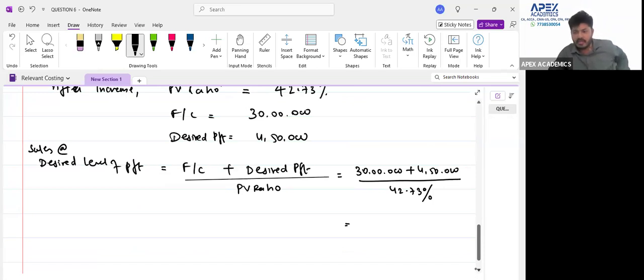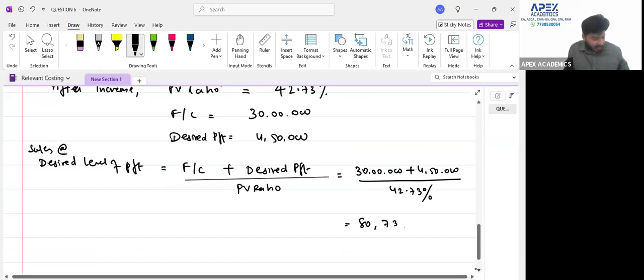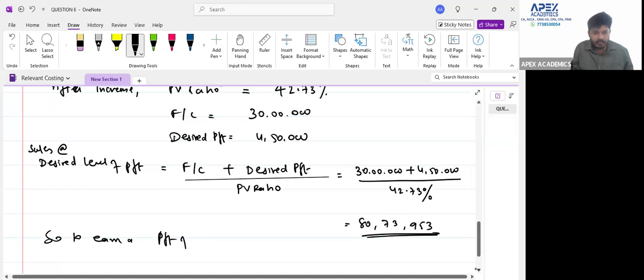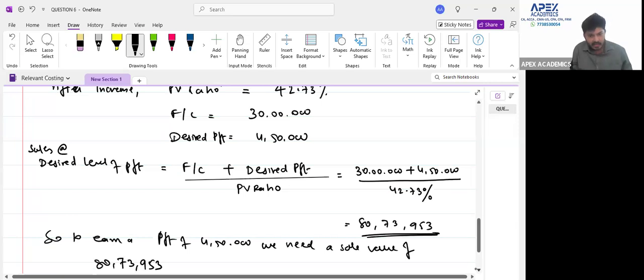What is the answer? 80,73,953. So to earn a profit of 4,50,000, we need a sale value of 80,73,953. आया समझ में? Easy, straightforward, simple.